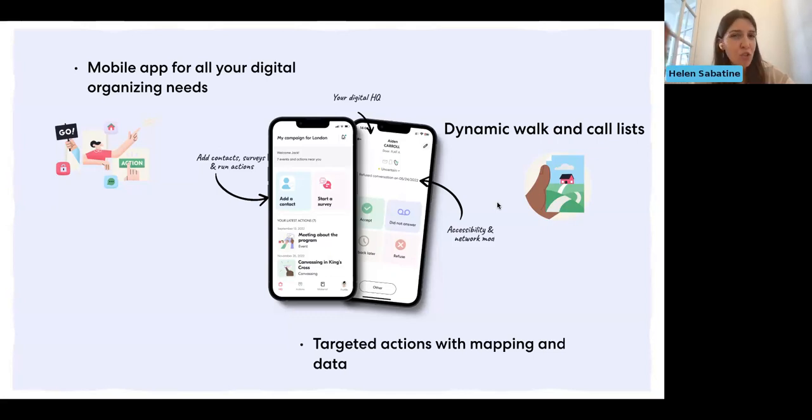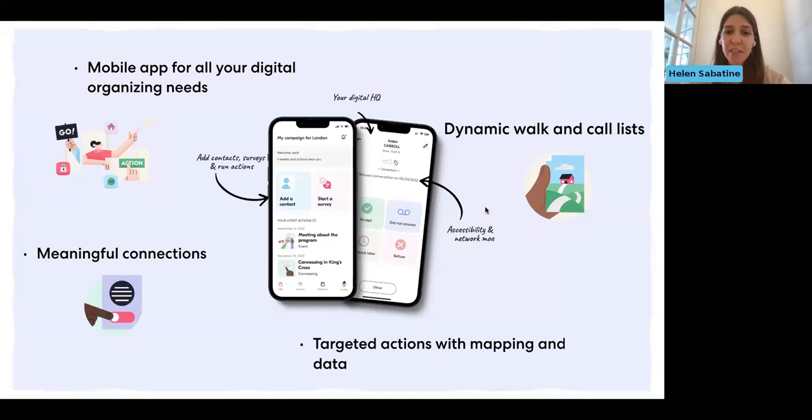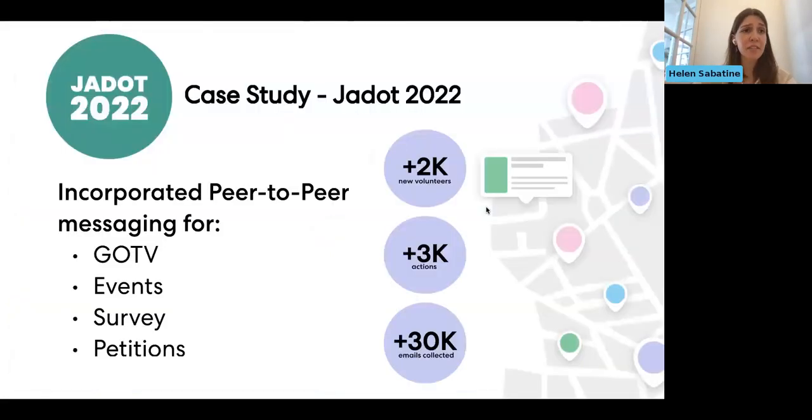Next, you have your targeted actions with mapping and data. So really using those strategies, that part of that second feature that I spoke to, to really target the actions that you're sending your volunteers to go do, right? Have them work smarter, not harder. And then lastly here, taking advantage of those meaningful connections, which is really what we're going to be talking about most here, and launching those peer-to-peer messaging directly from your headquarters down to your volunteers in really just a few clicks.